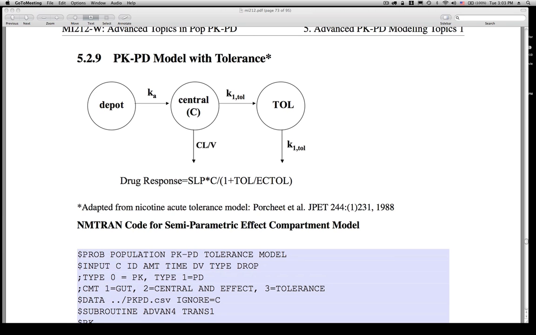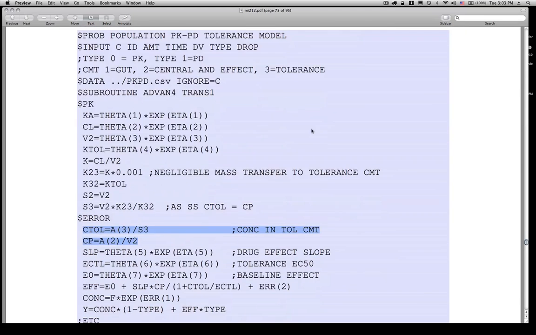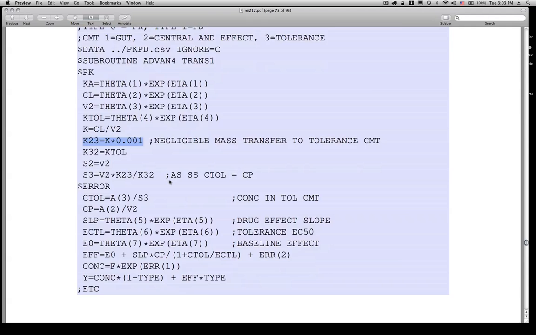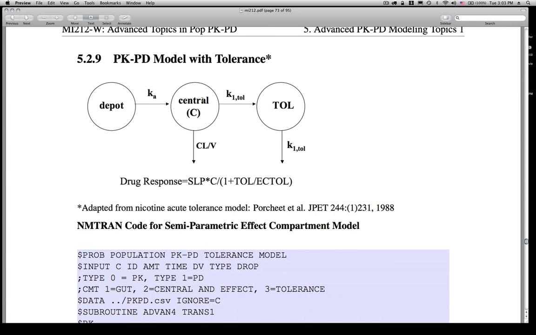Okay, somebody's asking why don't we code it that K32 is negligible? Why isn't it K32 instead of K23? Well, because we want the transfer from central to tolerance, or from central to effect compartment, to be negligible. The whole key here is we don't want to affect the mass balance of the PK system, which is the first two compartments. So we've got to cut it off right here at this transfer.